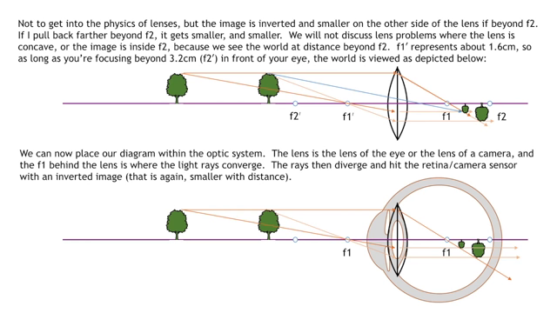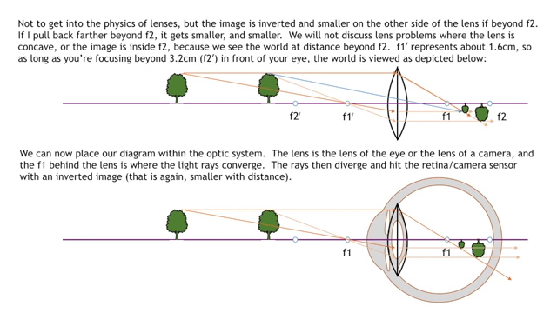f1 prime represents about 1.6 centimeters within our eye. So as long as you're focusing beyond about 3.2 centimeters, f2 prime, in front of your eye, the world is viewed as depicted. We can now place our lens diagram within the optic system. The lens is the lens of our eye or the lens of a camera, and the f1 behind the lens is where the light rays converge. The rays then diverge and hit the retina or camera sensor with an inverted image, and that is again smaller with distance.